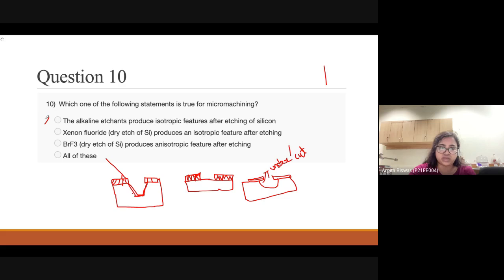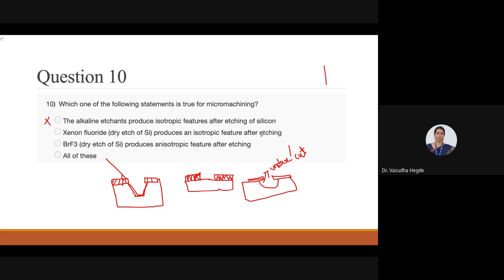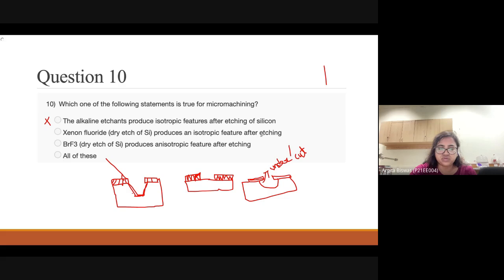So now go through the second option. Xenon fluoride dry etch of Si produces an isotropic feature after etching. So is this right or wrong? Third option should be the third one. No, not the third one.